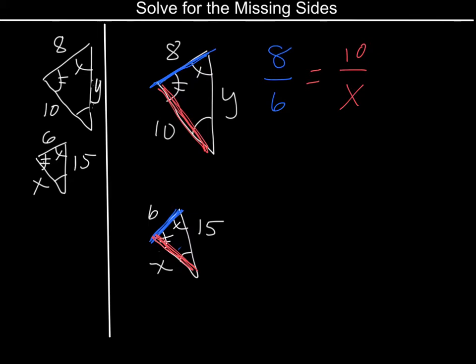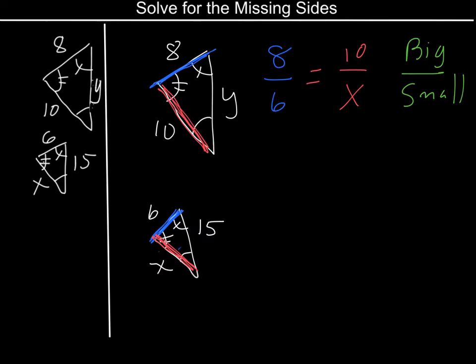Now, when you set up your proportions, one of the main things that I emphasize for my students is that they have to keep the position the same. What I mean by that is I put the big triangle over the small triangle. So if we look at this, 8 came from my big triangle, 10 came from my big triangle, 6 came from my small triangle, and x came from my small triangle. So I did big over small, and then I just had the sides correspond.